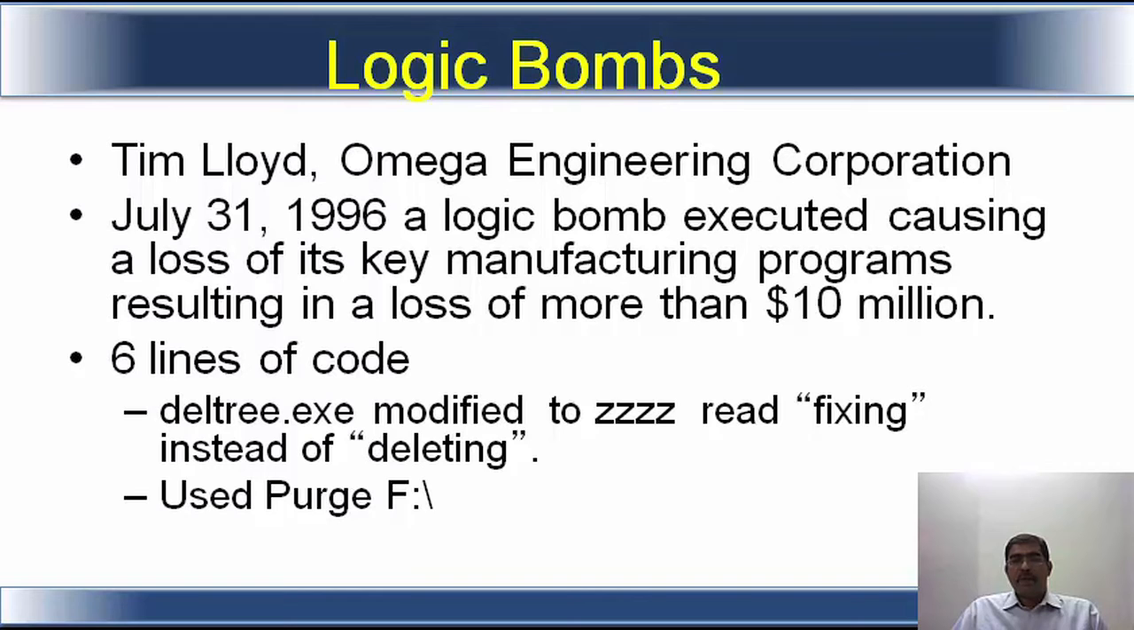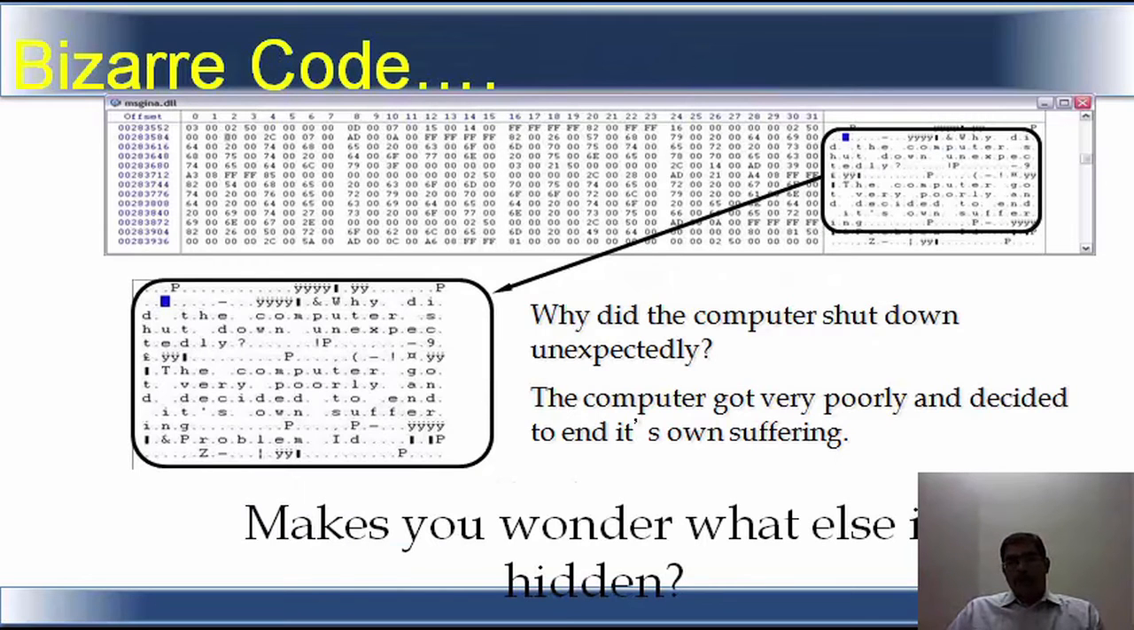del3.exe was modified to 4z read, fixing instead of deleting it, and used purge f:root, so everything was deleted. If you do an analysis of the code, you can find there was a bizarre code in this. Why did the computer shut down unexpectedly? The computer got very poor and decided to end its own suffering. So the computer decided to suicide. Makes you wonder what else is in it. So careful analysis of the code is required to find out if there is a logic bomb hidden or written.